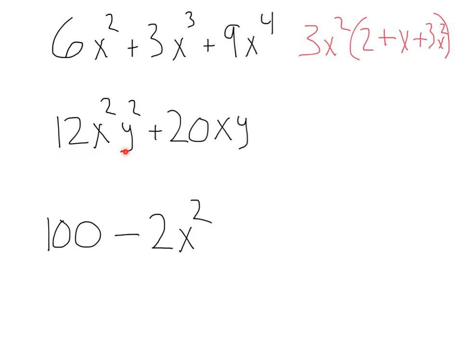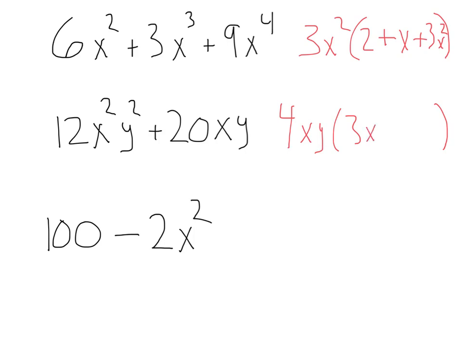Next, we have 12x squared y squared plus 20xy. The 12 and 20, they've got a 4 in common. The x squared y squared and the xy, that has an xy in common. And we're going to be left with, we know 12 divided by 4, that's going to give us a 3. We've also got one x and y left, because this is x squared y squared. We took out an xy.